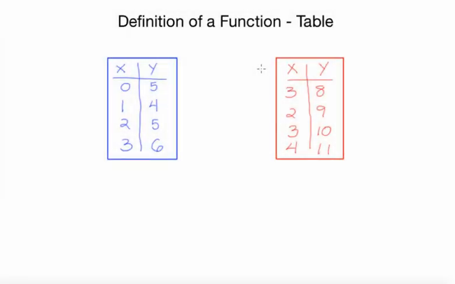We're going to take a look at the definition of a function, what a function is, but we're going to look at a table of values. So again, a table is a way to see a relationship. I've got two different tables here.